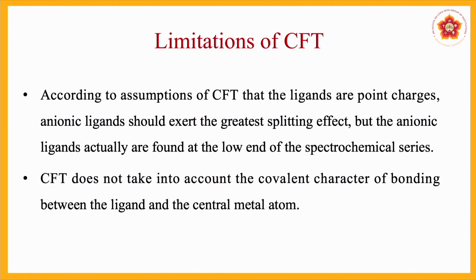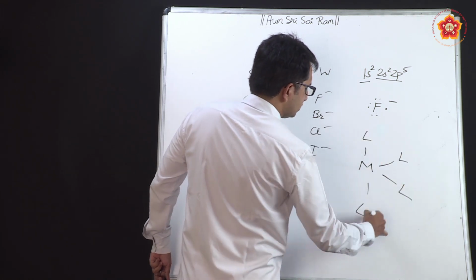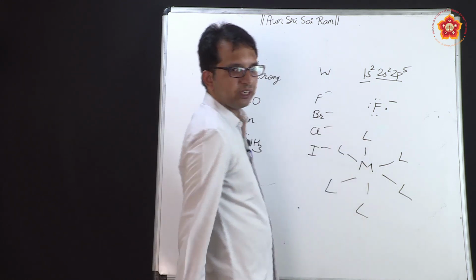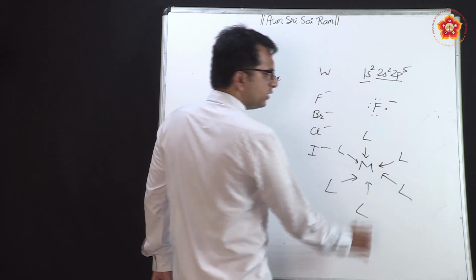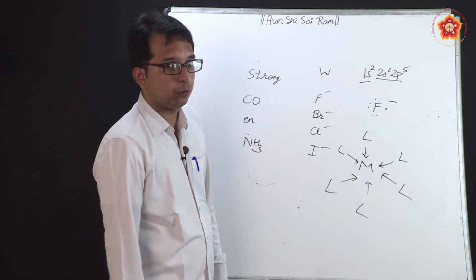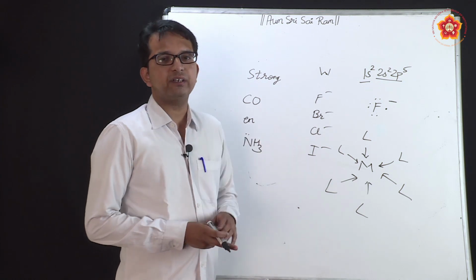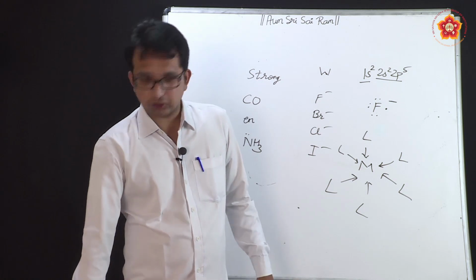CFT does not take into account the covalent character of bonding between the ligand and central metal ion. Why it does not take this into account is because whenever you show this metal having 6 ligands in combination, it only believes that ligands give electrons to the central metal ion, and that is how we show this coordination bond. But we know very well that no bond can be 100% ionic, no bond can be 100% covalent. Here the factor of covalency was never taken into the picture. So that is a limitation present in this theory of coordination compounds.